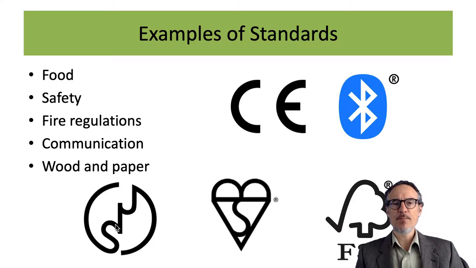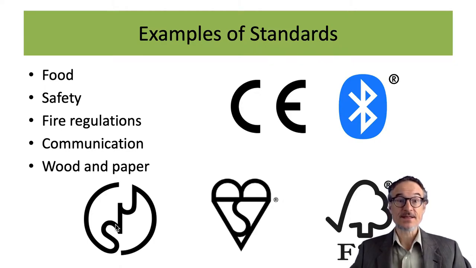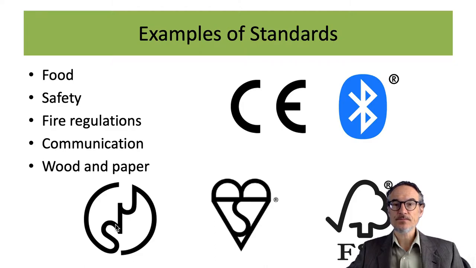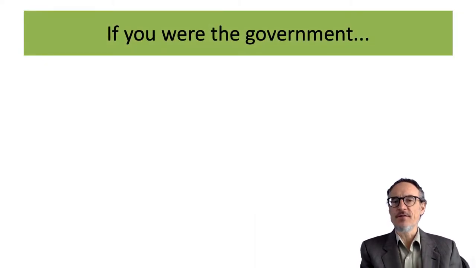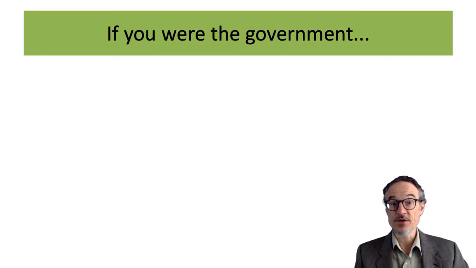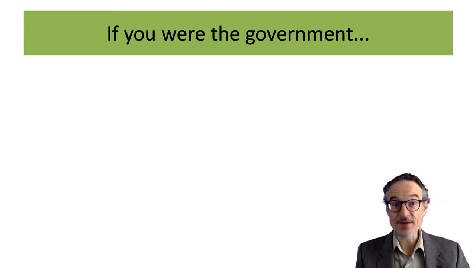If we want building standards, we may want some kind of standards for our buildings. Just a reminder, 30% of Japanese carbon emissions come from buildings. If Japan is going to reduce its carbon footprint, if it's going to put out less carbon, it needs to do something about buildings. This is a lot of the carbon emissions. And so let's just think, if you were the government, imagine you are the Japanese government. You want to reduce carbon emissions from buildings. Maybe you also want people to save money. Maybe you want people to be more healthy.